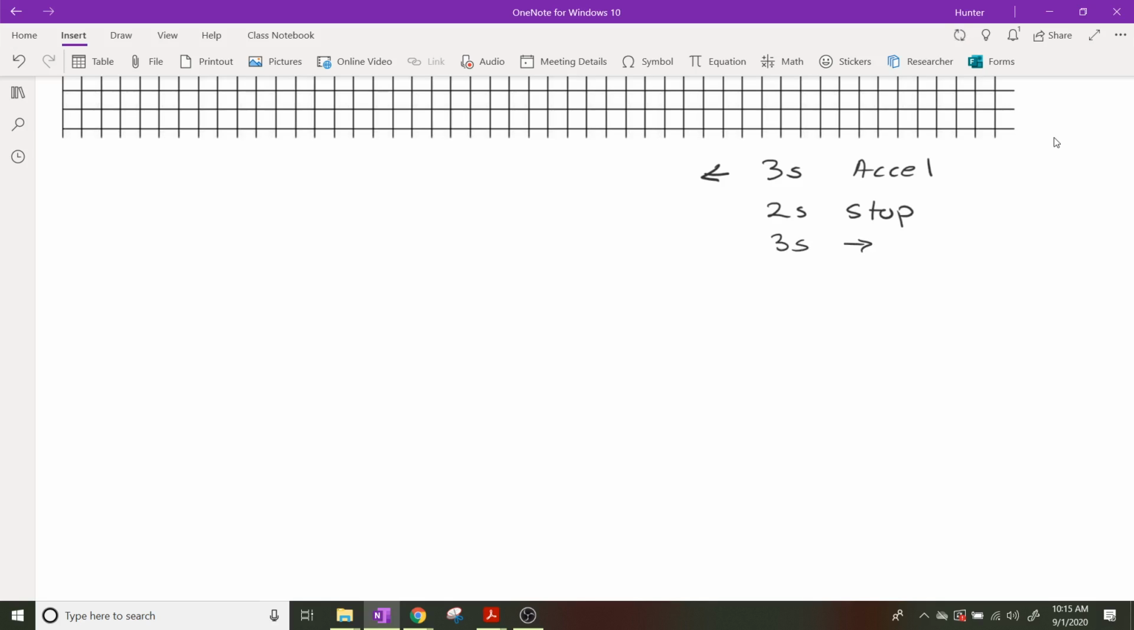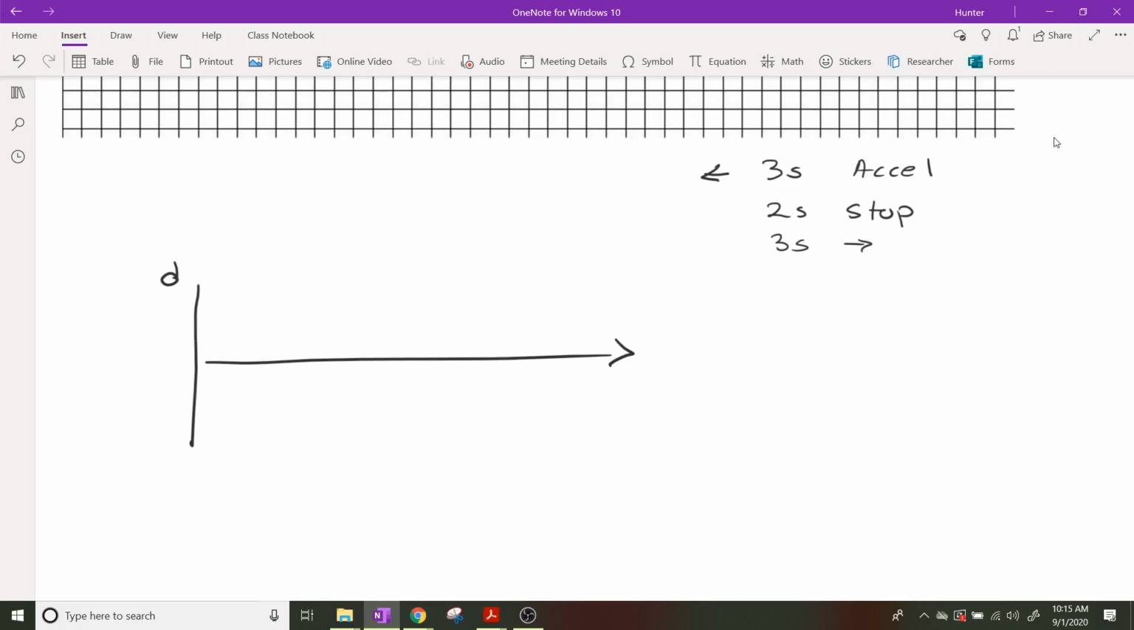Okay, so all in total, we spent 6, 7, 8 seconds doing something, right? Part of it we were accelerating, part of it we were stopped, and the other part we had 3 seconds to the right. So left is negative, right is positive. Are we okay with that? Okay, so when we make our graph, I'm just going to make a displacement versus time graph. I think this is easier to see.